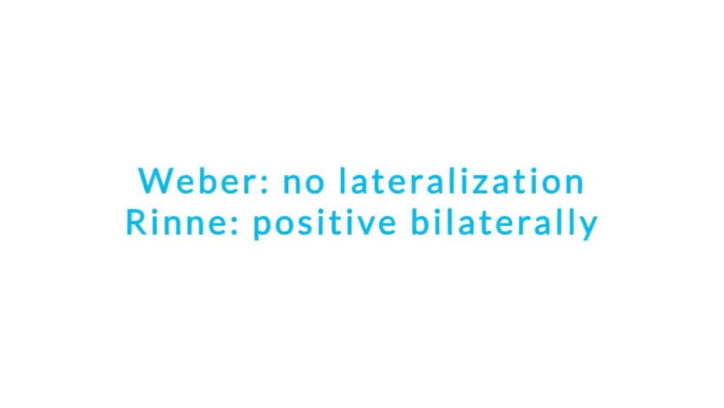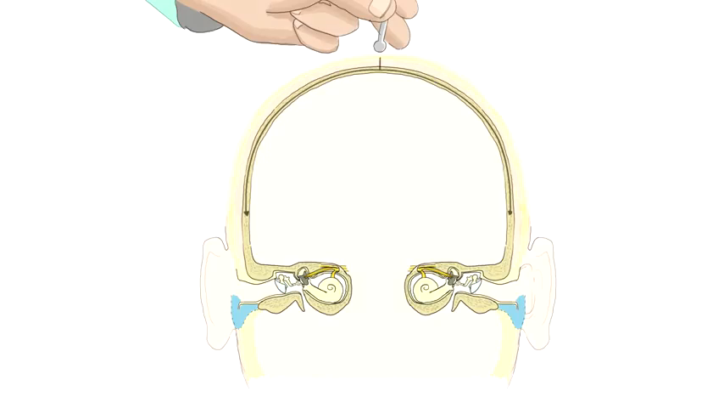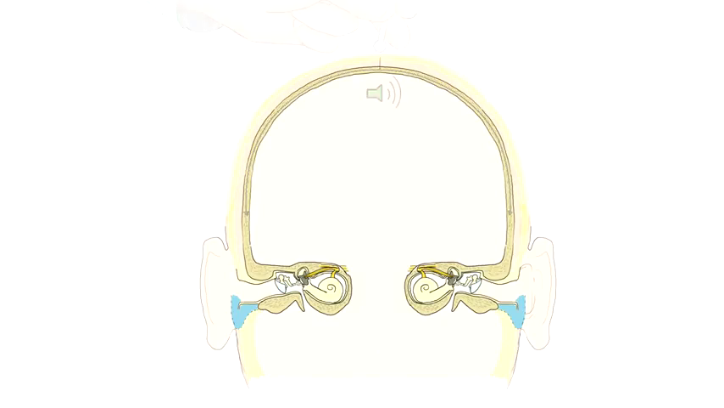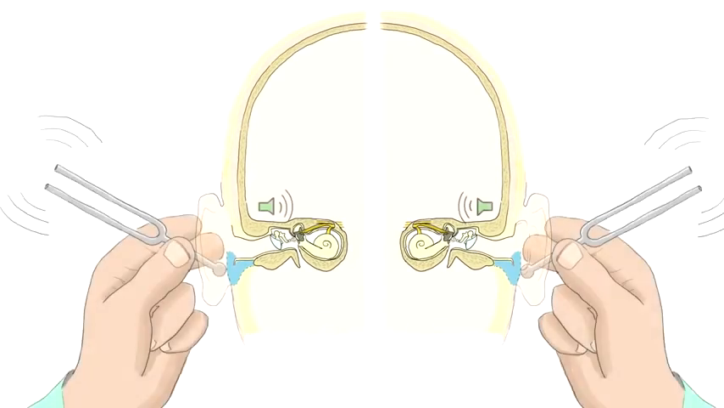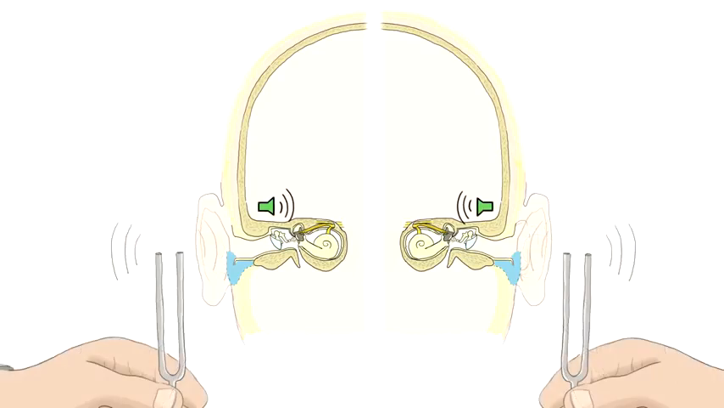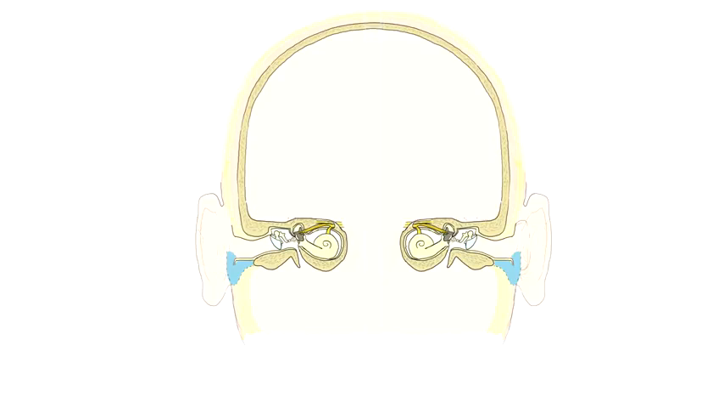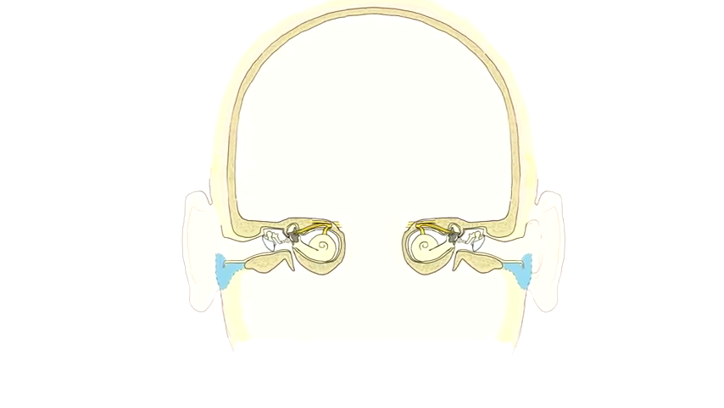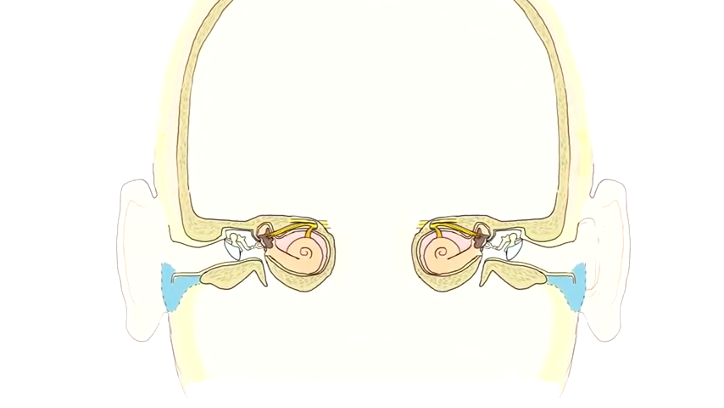Weber, no lateralization. Rinne, positive bilaterally. A normal Weber test can be either physiological or indicate bilateral conductive or sensorineural hearing loss. The bilaterally positive Rinne test signifies that air conduction surpasses bone conduction on both sides. This rules out significant conductive hearing loss. In conclusion, the test results indicate either normal findings or bilaterally equal sensorineural hearing loss.